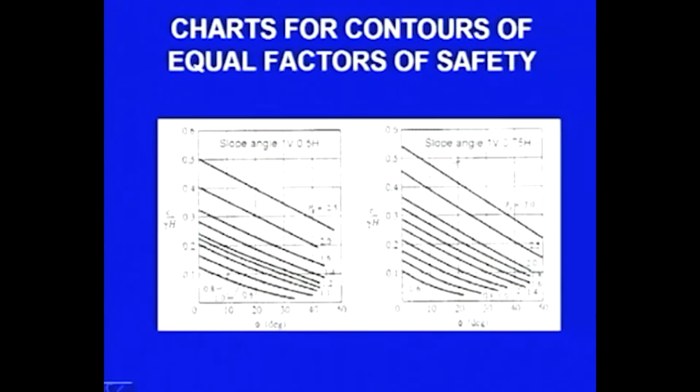Similarly, this is the chart for slope angle 1 vertical to 0.75 horizontal, rest of the things are same, phi dash on x axis, c dash upon gamma h on y axis, and you can see this first line is factor of safety equal to 3, this is for factor of safety 2.5. So, you can do the parametric analysis, any one of them may be unknown, maybe factor of safety is unknown, or c dash is unknown, or gamma is unknown, rest of the things are known to you. You can use these charts to do this analysis.